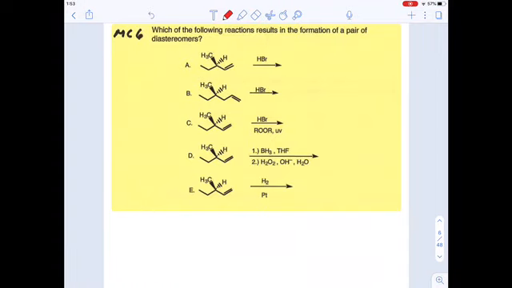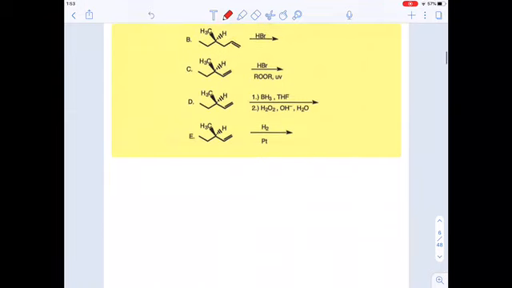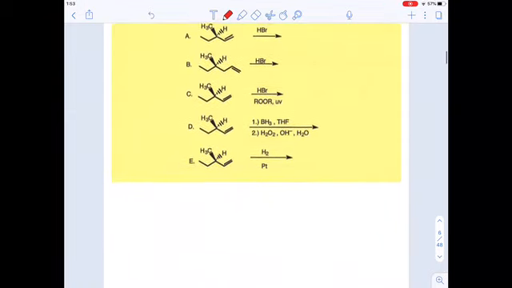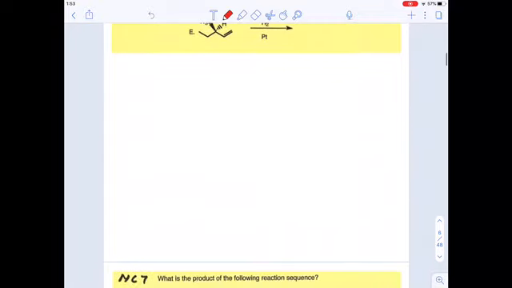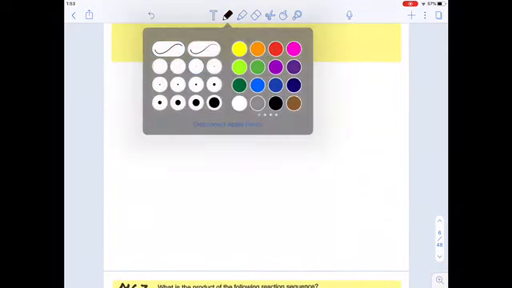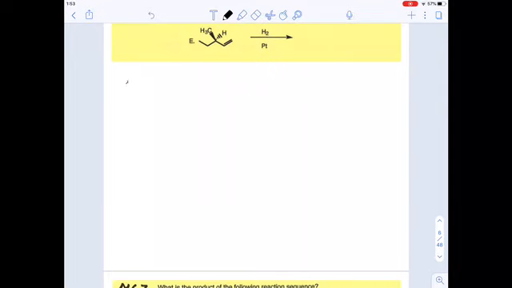Okay. Multiple choice 6 asks, which of the following reactions results in the formation of a pair of diastereomers? So that means there has to be one chiral center that is untouched by the reaction, and then a new chiral center has to be formed. Okay? So let's go over what each of the reactions does, because I think that's the most important thing with these questions.